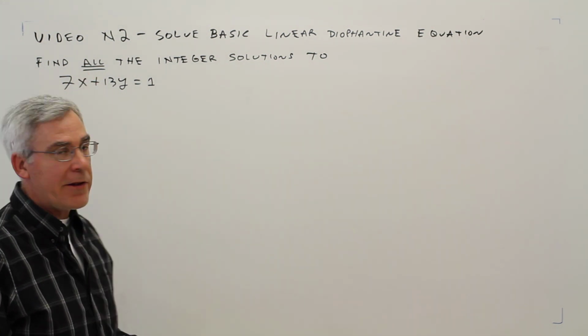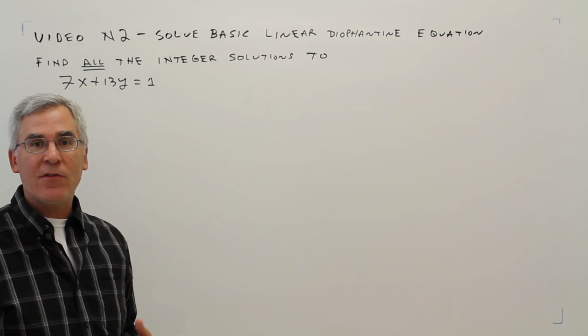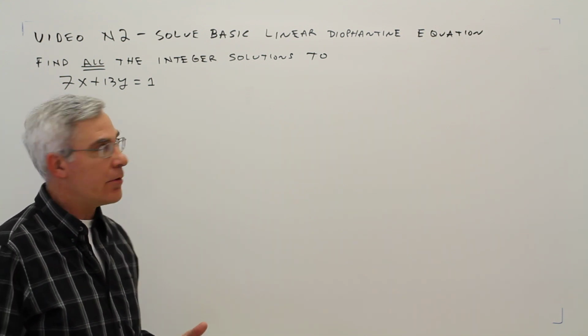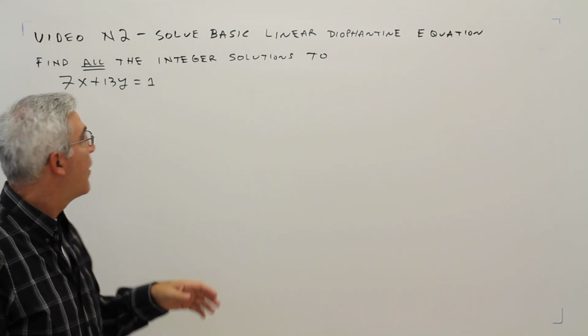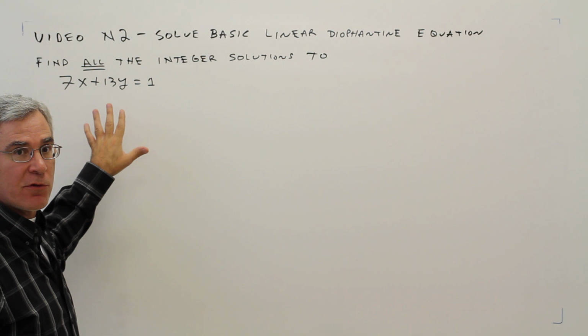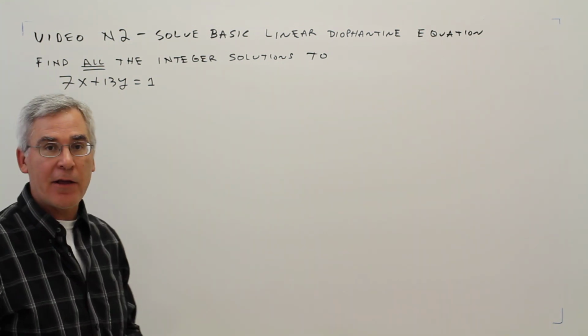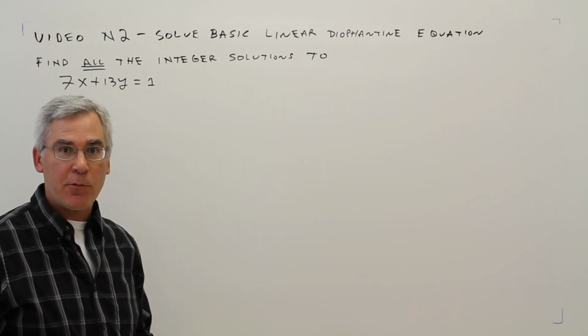Welcome to video N2. We're going to solve a basic linear Diophantine equation. Here's the problem. Find all the integer solutions to 7x plus 13y equals 1.